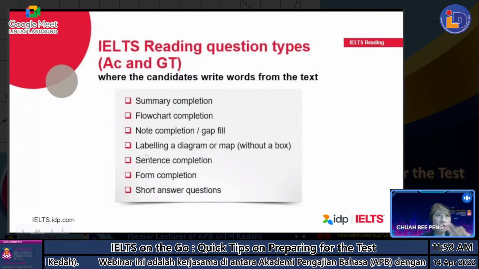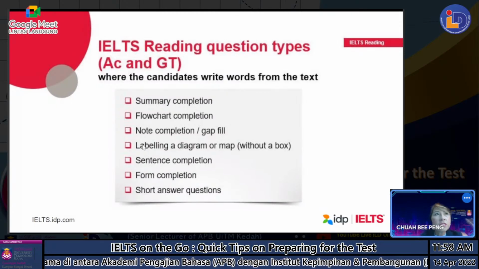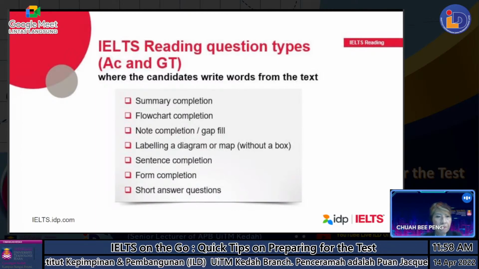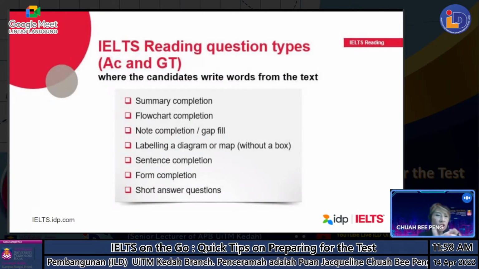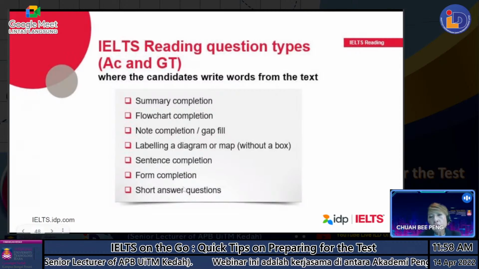And again, for this question type, you sometimes need to consider different word forms. For example, the word in the text is, let's say, a noun. You may have to change it to an adjective, or from a noun to a verb, or from a verb to an adverb, for example. Okay, yeah. Sentence completion and form completion and short answer questions.